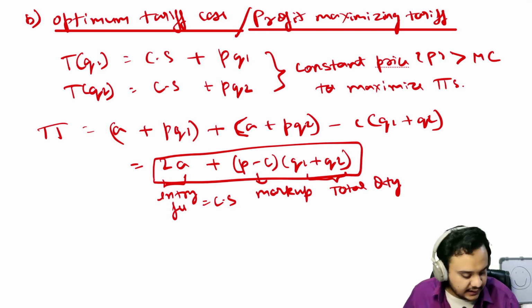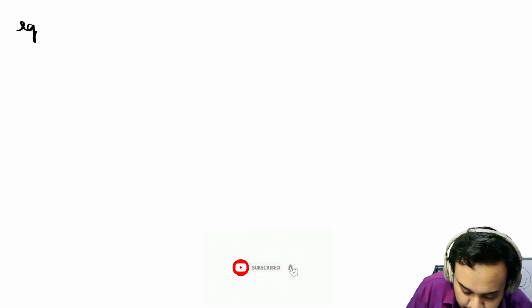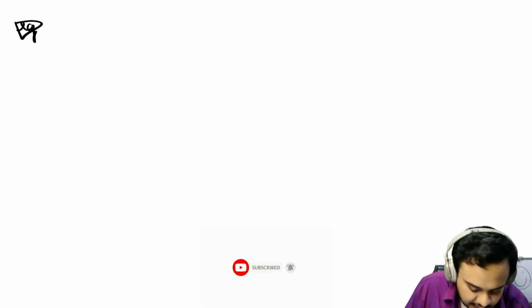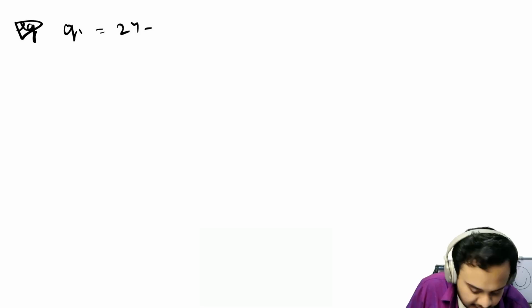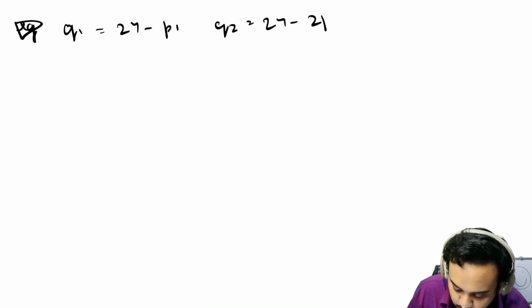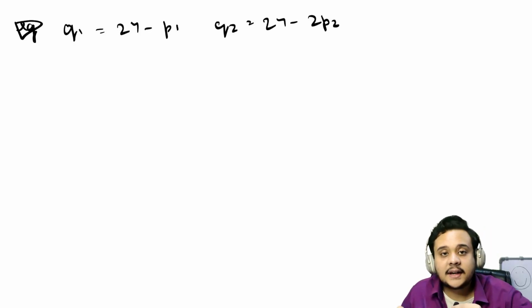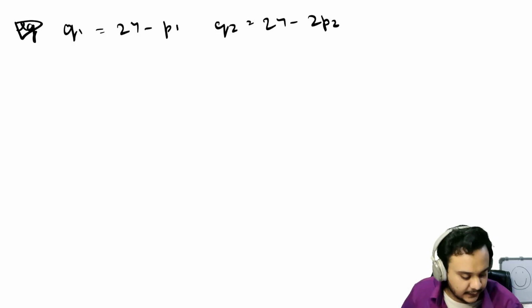Okay. Now let us take a small example so that you get a better understanding of it. Write down that Q1 is given as 24 minus P1. Q2 is given as 24 minus 2P2. This is the same example that we did in the OI tariff case. We are just trying to see if the profit maximizing case fetches us a different result or not.